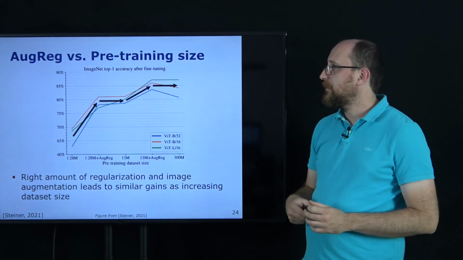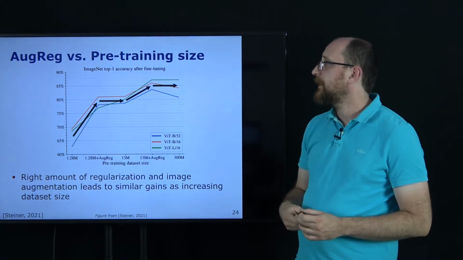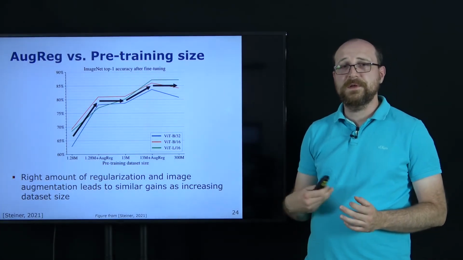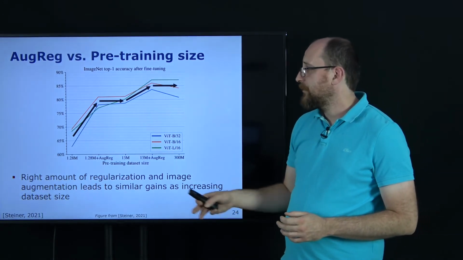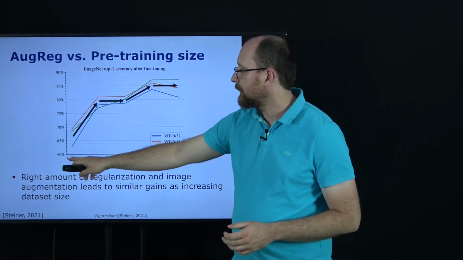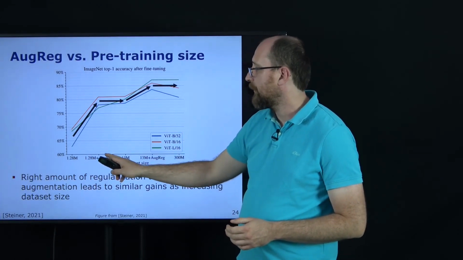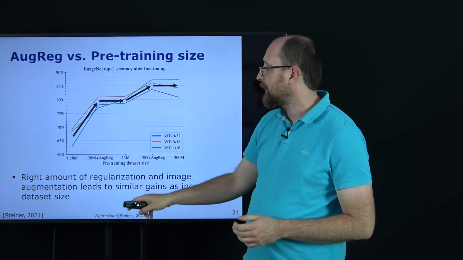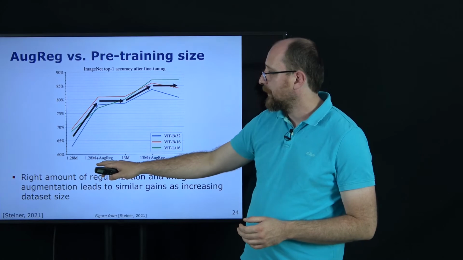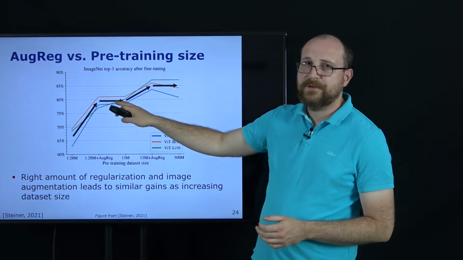So when we look at the data augmentation and regularization, the so-called AugReg, and compare this to the size of the data set, on the x-axis you always see the data set, and then what happens when you also use strong data augmentation and regularization. We can see that by using a smaller data set with the augmentation, we can basically get similar performance as with a larger data set.